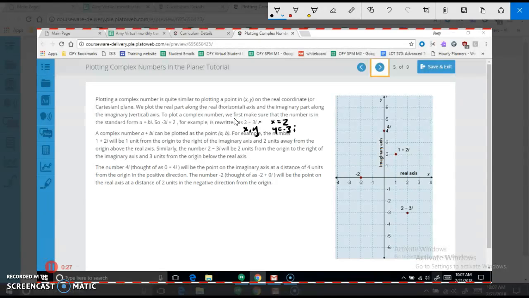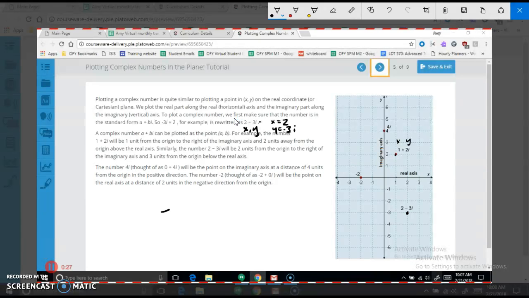The real numbers are always on the x-axis and the imaginary numbers are always on the y-axis. You can just disregard this i because we're going to plot the point 2, negative 3. 2 is right here, negative 3 is right here. So our point 2, negative 3i, or 2 minus 3i, would be here. Same for this one here: the 1 is the x, the 2i is the y, so we get 1 on the x, 2 on the y.